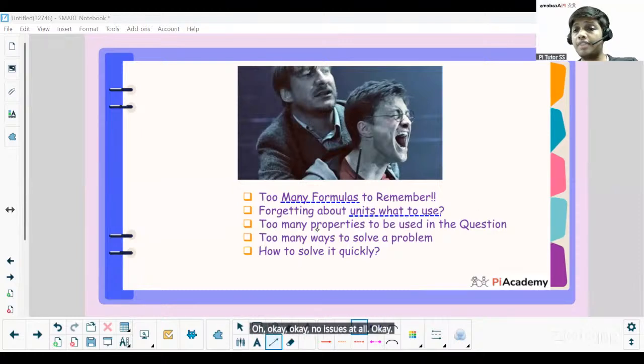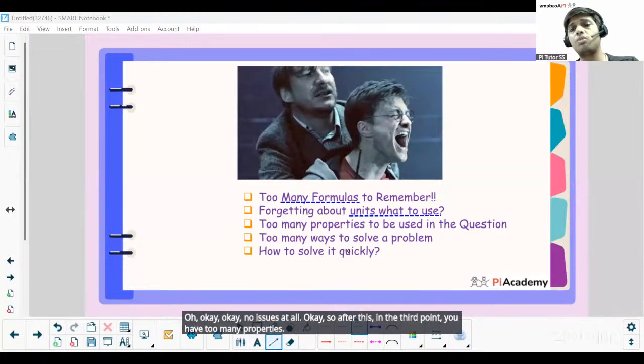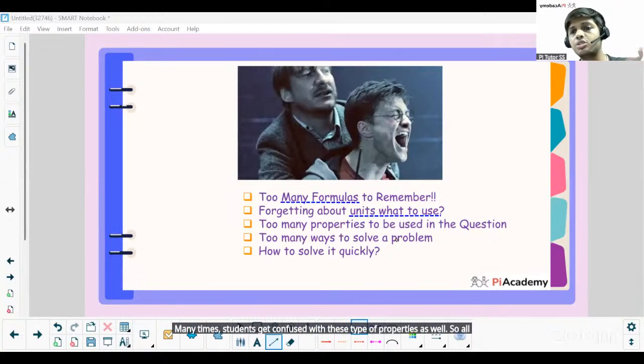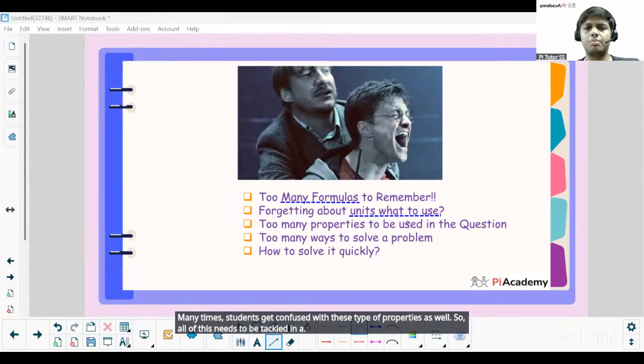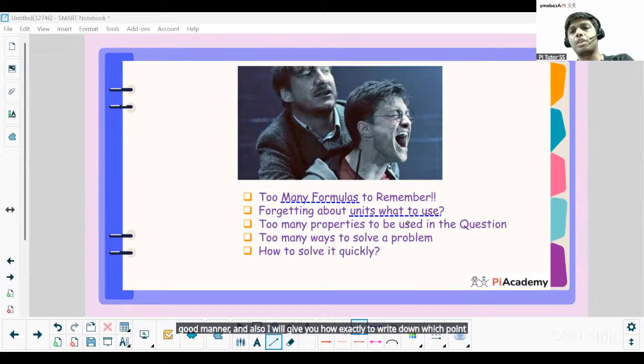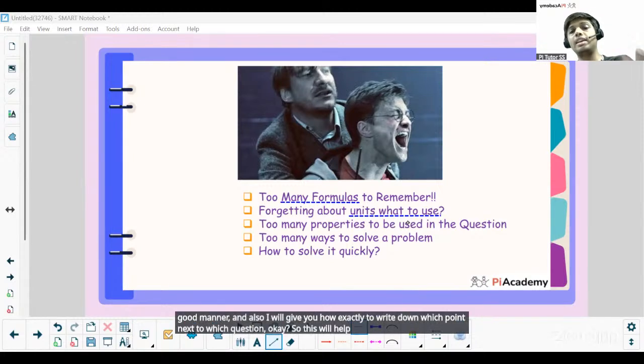Okay. So after this, in the third point, you have too many properties. Which one to recall? What exactly is alternate interior angles, or what is a corresponding angle? Many times students get confused with these type of properties as well. So all of this needs to be tackled in a good manner, and also I will give you how exactly to write down which point next to which question. Okay, so this will help you in recalling each and everything at once during the examination as well.